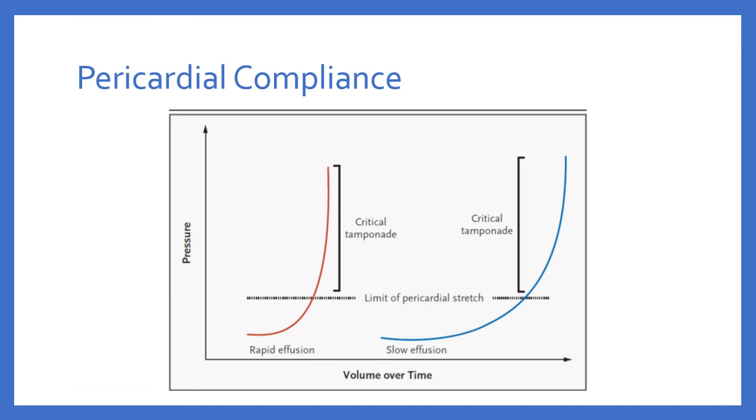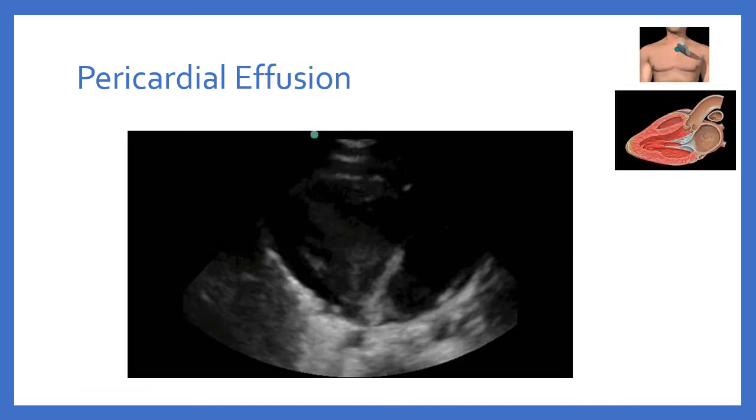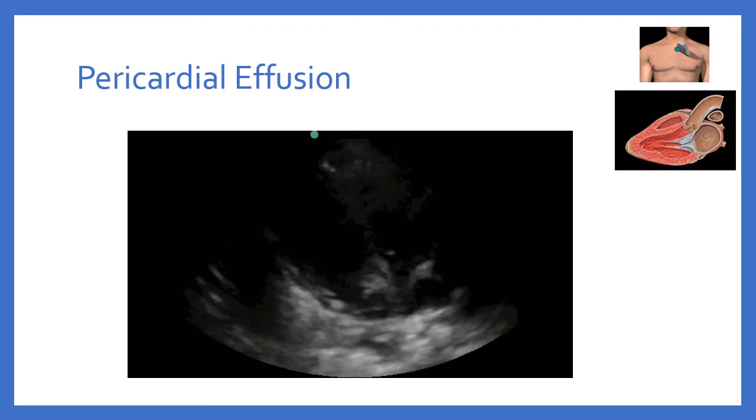And so the size of the effusion does not tell you whether or not tamponade is developing and whether or not your patient is at risk for cardiovascular collapse. So instead, there's other markers that we look at, and we'll go over some of those things in just a little bit. So here's our first example of a pericardial effusion.